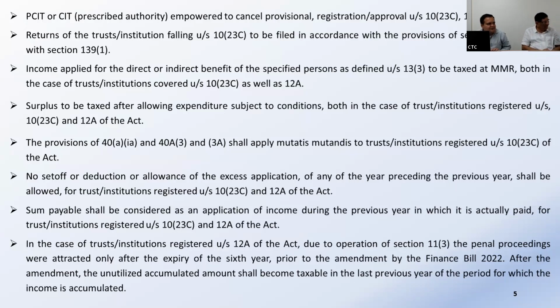So if the provision is made for the expense and it is paid within the due date of filing the return, that provision like 43B is not there. It will not be allowed. Correct. Even if you pay on first April, it will not be.